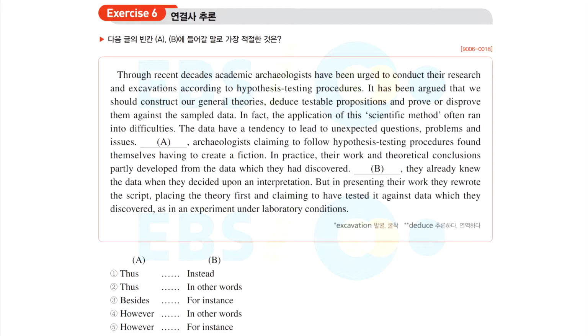Thus, archaeologists claiming to follow hypothesis testing procedures found themselves having to create a fiction. In practice, their work and theoretical conclusions partly developed from the data which they had discovered. In other words, they already knew the data when they decided upon an interpretation. But in presenting their work, they rewrote the script, placing the theory first and claiming to have tested it against data which they discovered, as in an experiment under laboratory conditions.